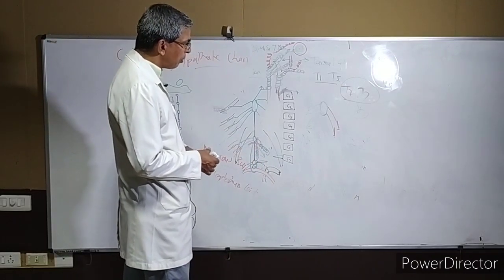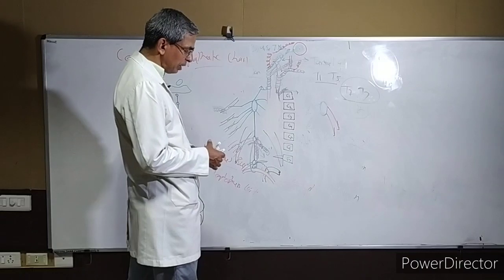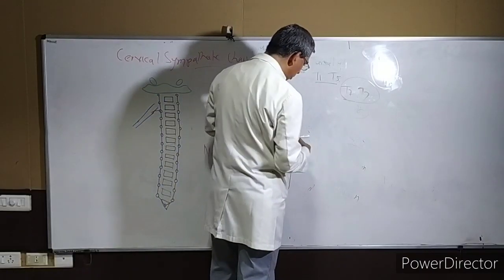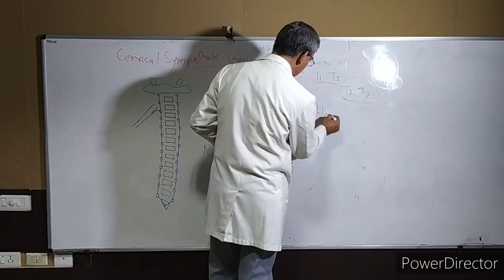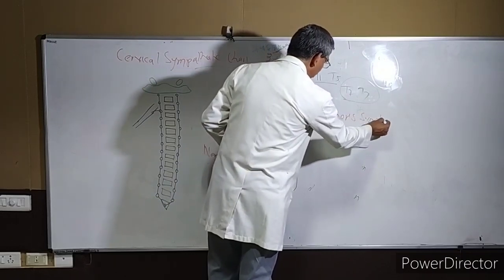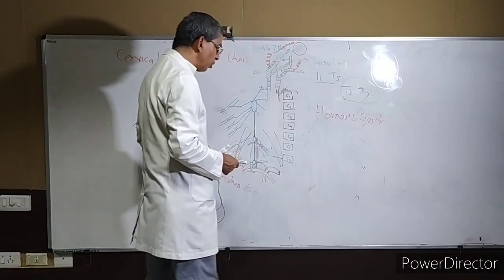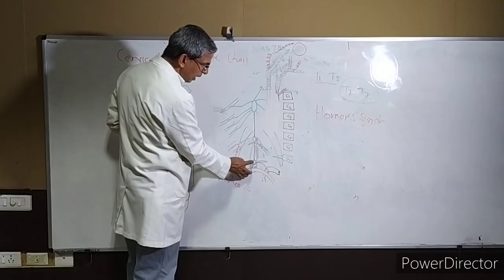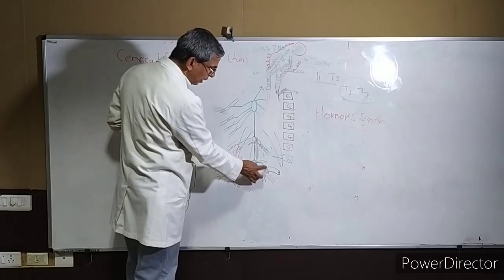Clear? So I think this is all about the cervical sympathetic chain here. If you see the applied importance of the cervical sympathetic chain, first is Horner syndrome. What about Horner syndrome? Look here. This is the inferior cervical ganglia. The inferior cervical ganglia is related to the apex of the lung here.